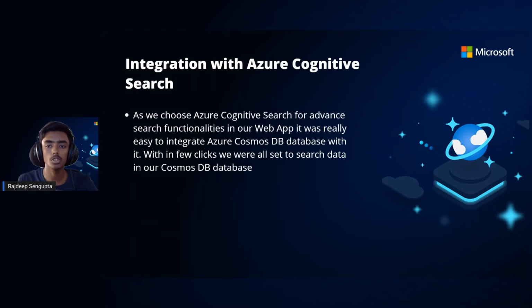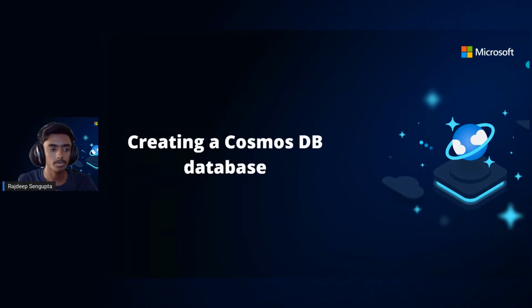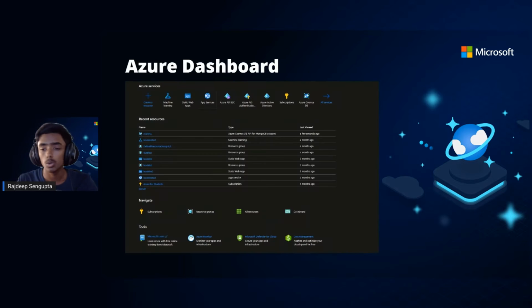Now let's move on to how you can create a database in Cosmos DB. So let's get started in the Azure portal first. After signing in, you will be redirected to a dashboard like this. You may not have any recent resources like me if you're trying out Azure for the first time. You can find a lot of options, but for now, we can start by creating a resource.